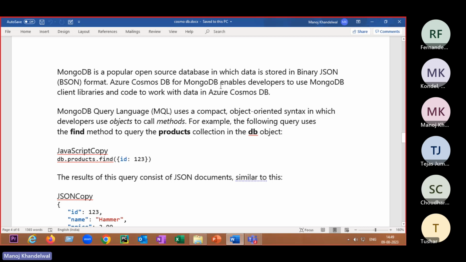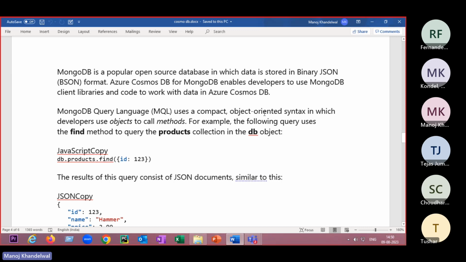Azure Cosmos DB for MongoDB enables developers to use MongoDB client libraries and code to work with the data in Azure Cosmos DB. So whatever MongoDB applications you may have offsite, you can just migrate them to the cloud and it will just work. MongoDB uses MQL instead of SQL, so it has its own syntax. A lot of developers nowadays are MongoDB developers. MongoDB stores the data in JSON format, but it's binary format.